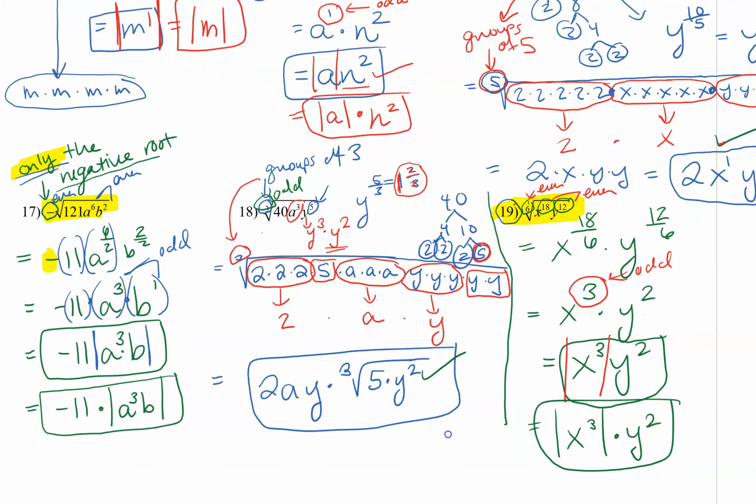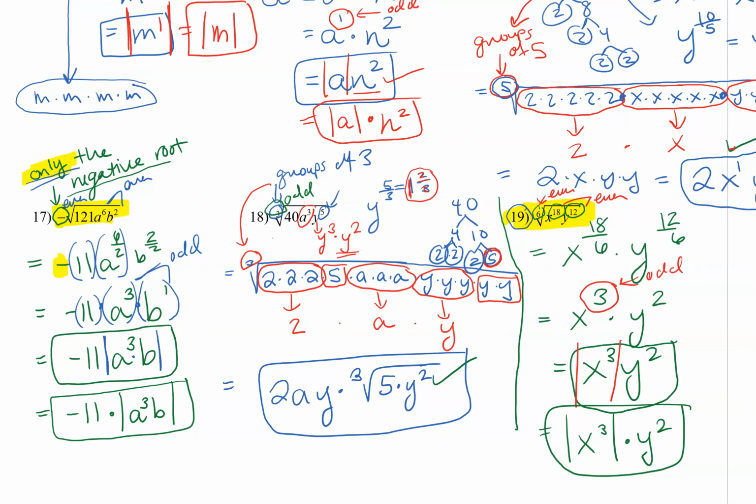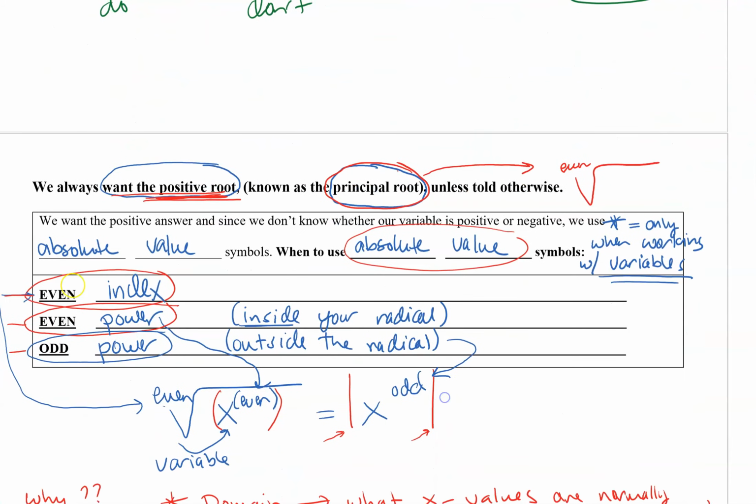Okay, so when you're doing your classwork, you need to know both the mechanics, how you simplify the radicals, but also when you do and when you don't need to use the absolute value. So it's important to remember even, odd, the trifecta. This is the situation when you would need to use it, and then in every other situation you don't. So this requires a lot of practice.